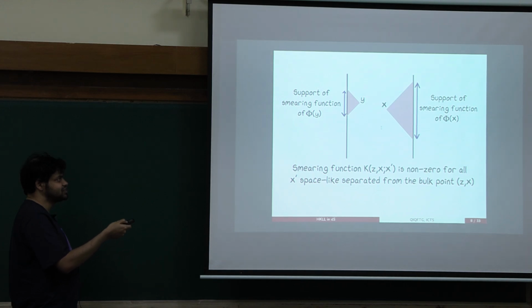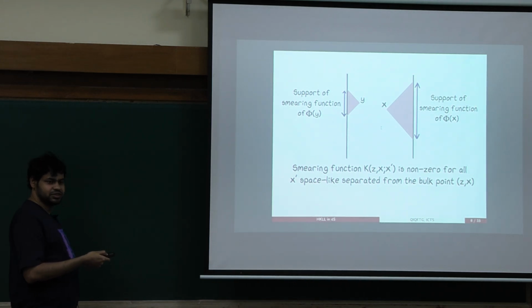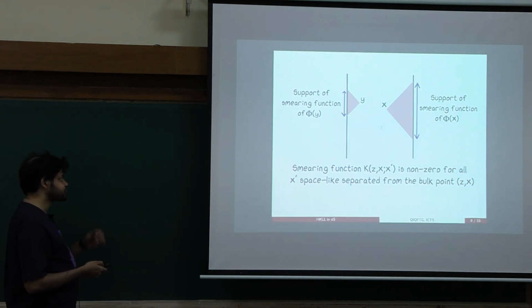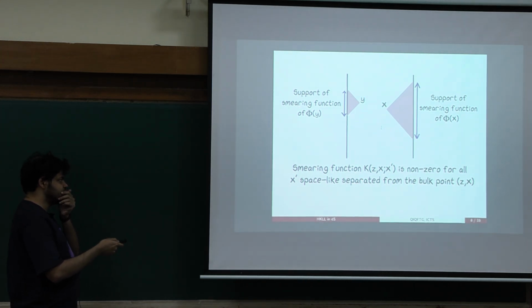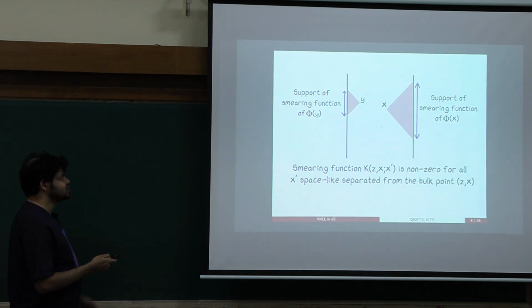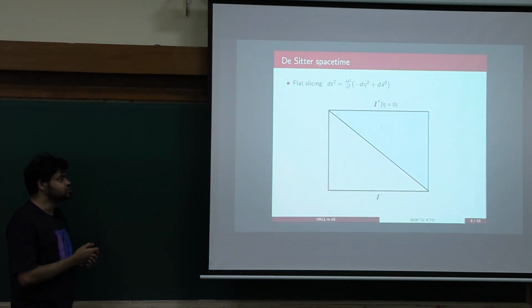So for x it will be like this, for y the support is like this. So the smearing function is non-zero only for space-like separation. This is a fact about smearing functions. Okay, so this is all about HKLL, and now we want to go into de Sitter.